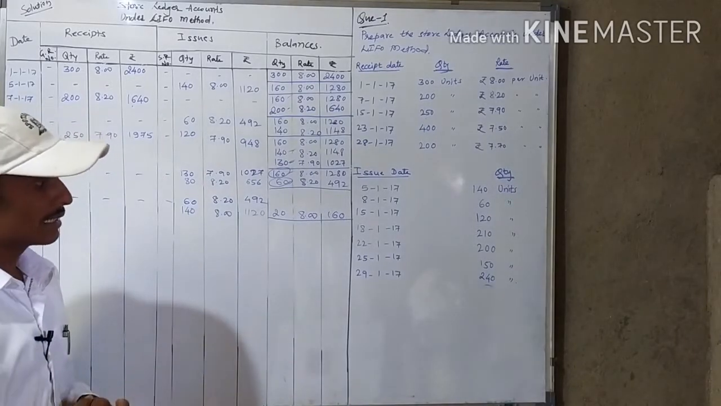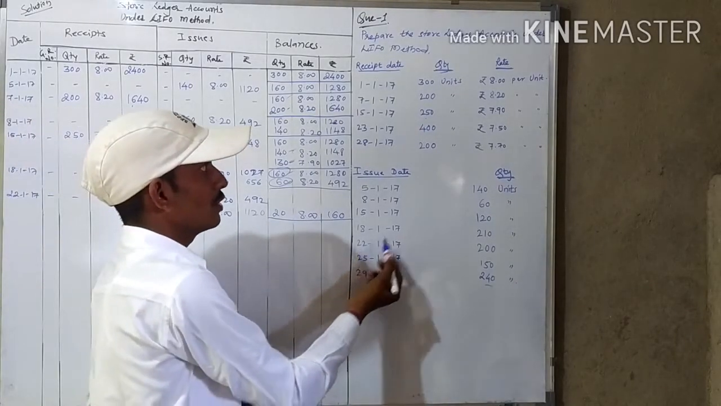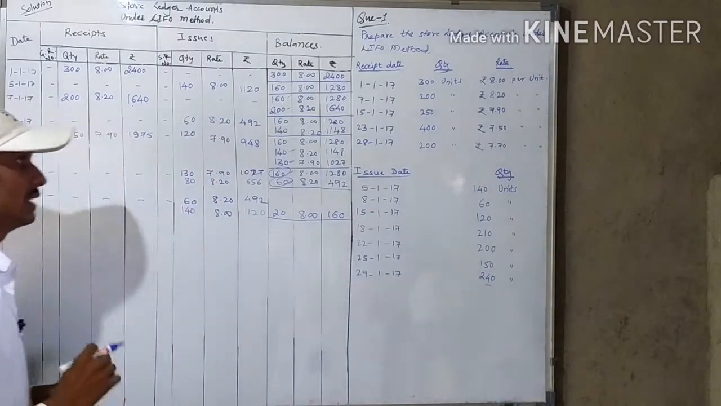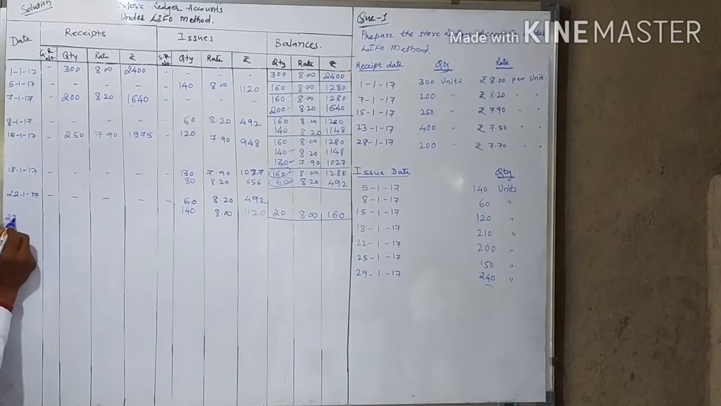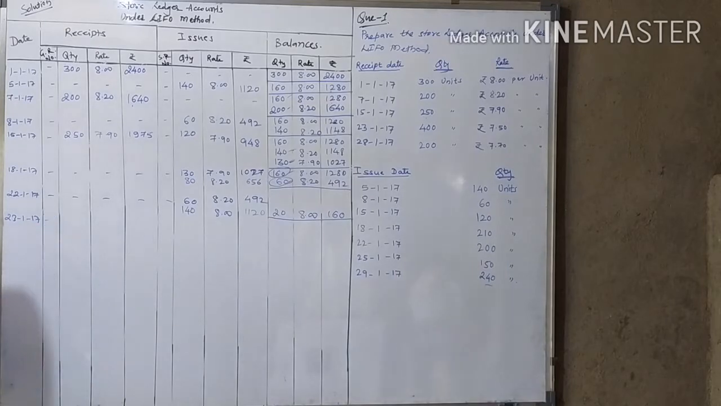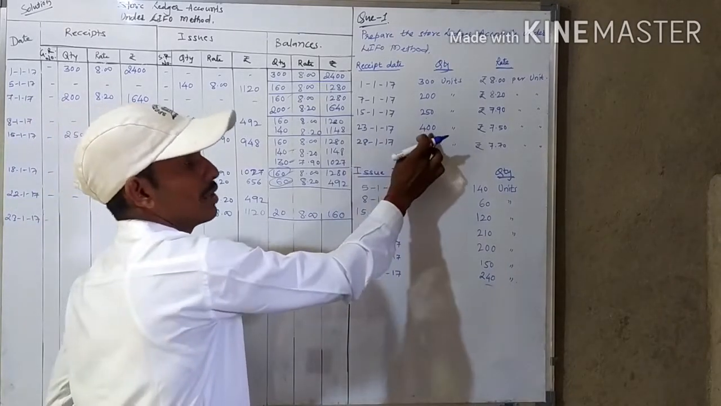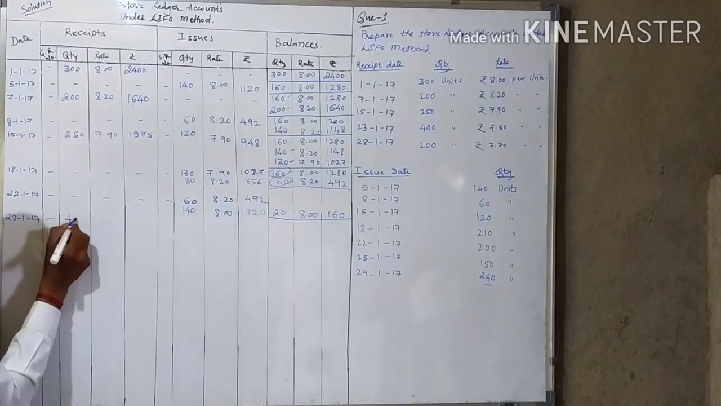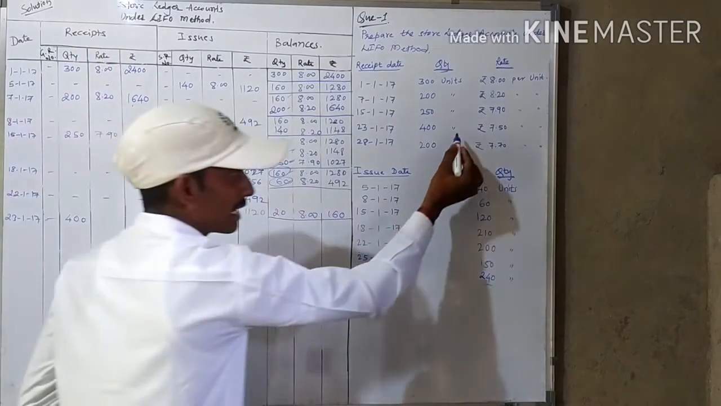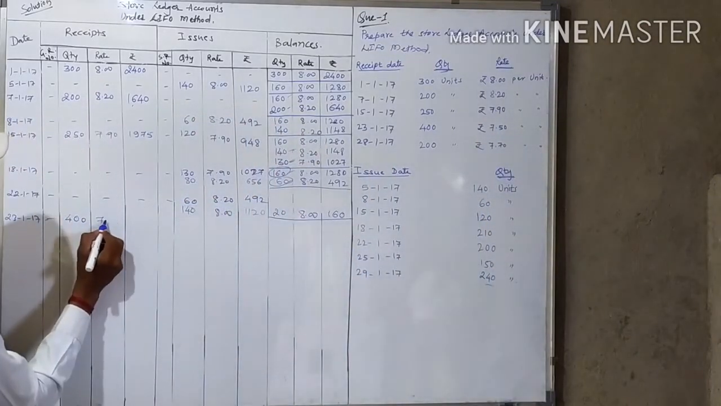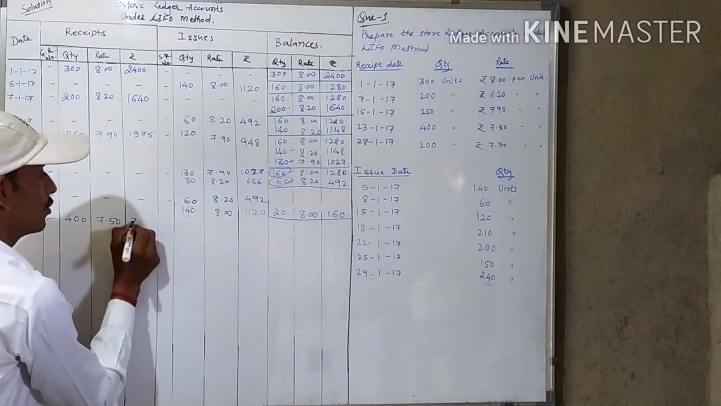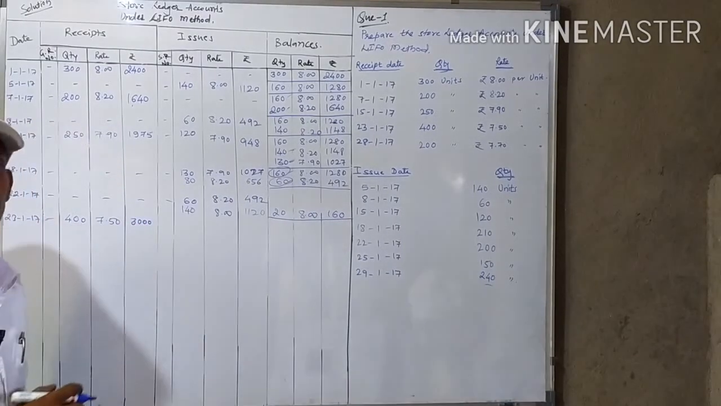Okay, so let us check the next entry. After 22, here it is again on the 23rd. On 23rd there is a transaction. So write here date 23rd January 2017. Okay, receipt has happened. How much quantity have you received? 400 quantities you have received. So write quantity received 400. What is the rate per unit? 7.50. Okay, so calculate the value. After calculating, here you will get 3000 as the value.